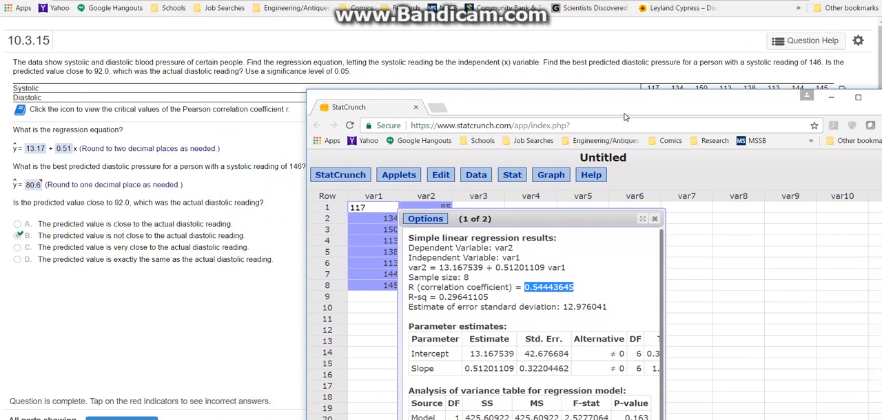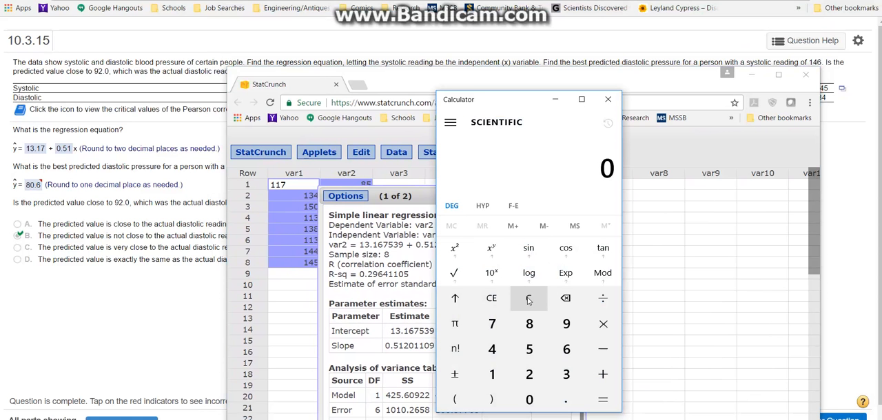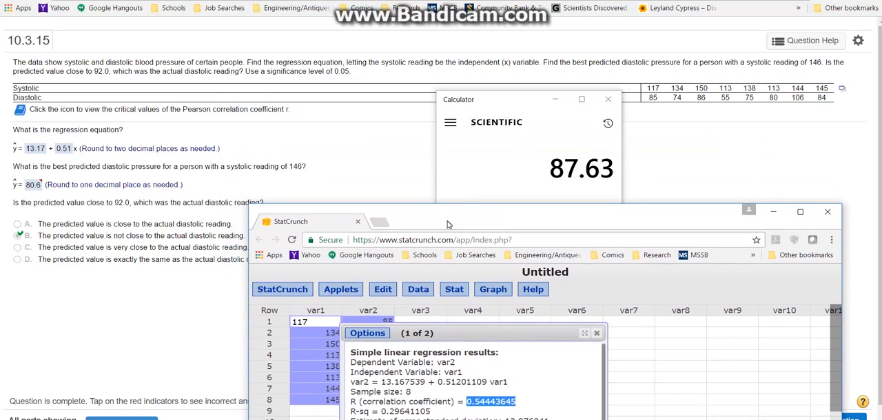What is the Y hat? Well, it's very easy to do. Just come in here using this model and input 146. So 146 times 0.51 plus 13.17 gives us 87.63, okay? And that is obviously not the same.